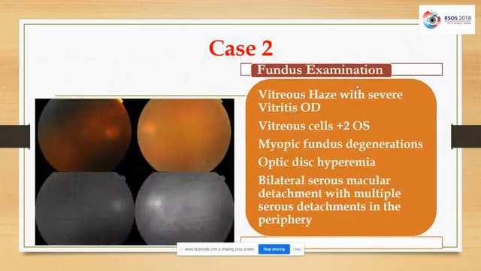As you can see here, this is a fundus picture of the patient. There is a vitreous haze in the right eye with severe vitritis, vitreous cell +2 in the left eye, myopic fundus degeneration in both eyes, optic disc hyperemia, bilateral serous macular detachment with multiple serous detachments in the periphery, as can be seen mainly in the left eye.